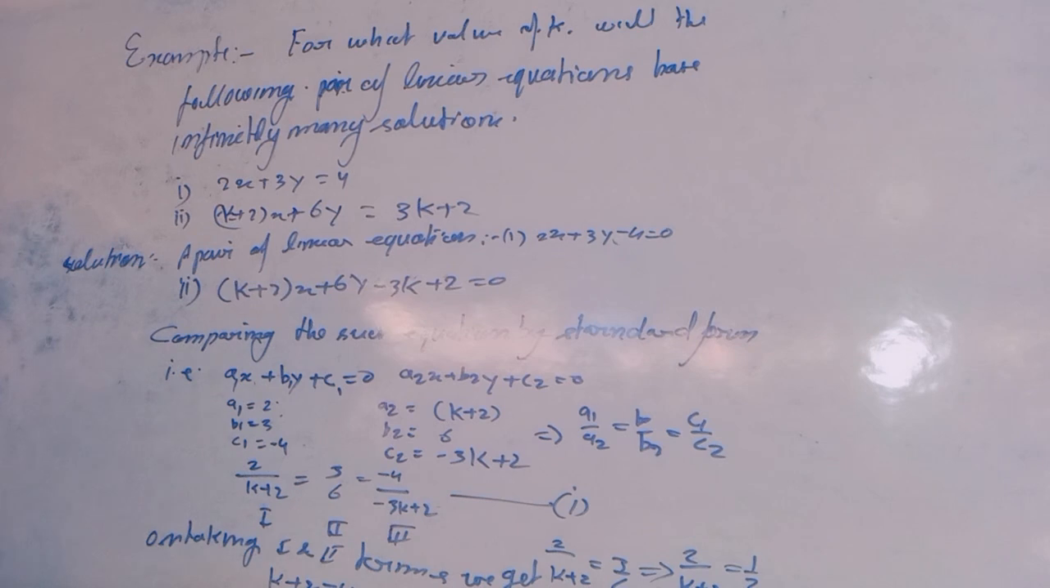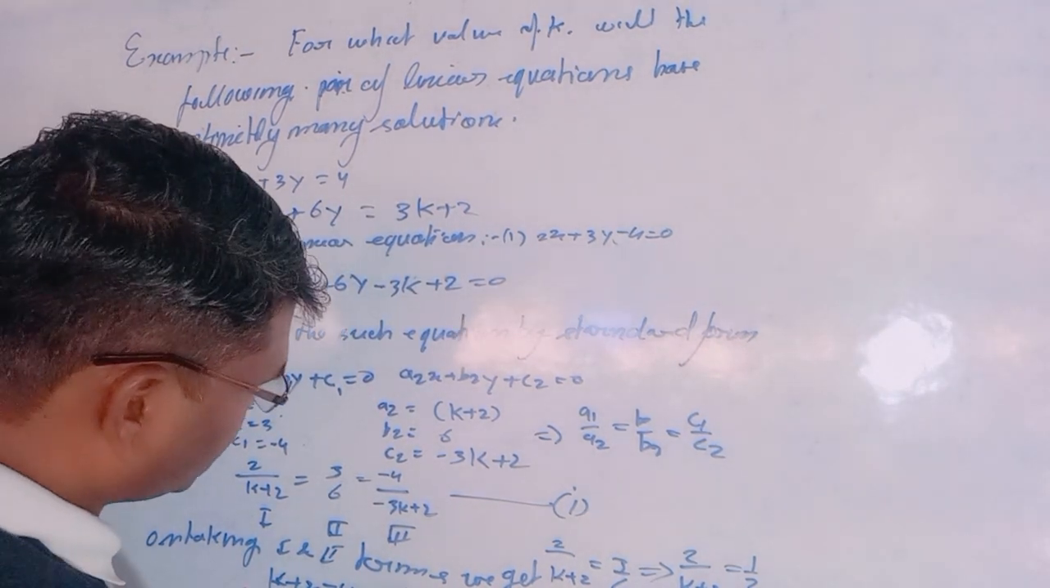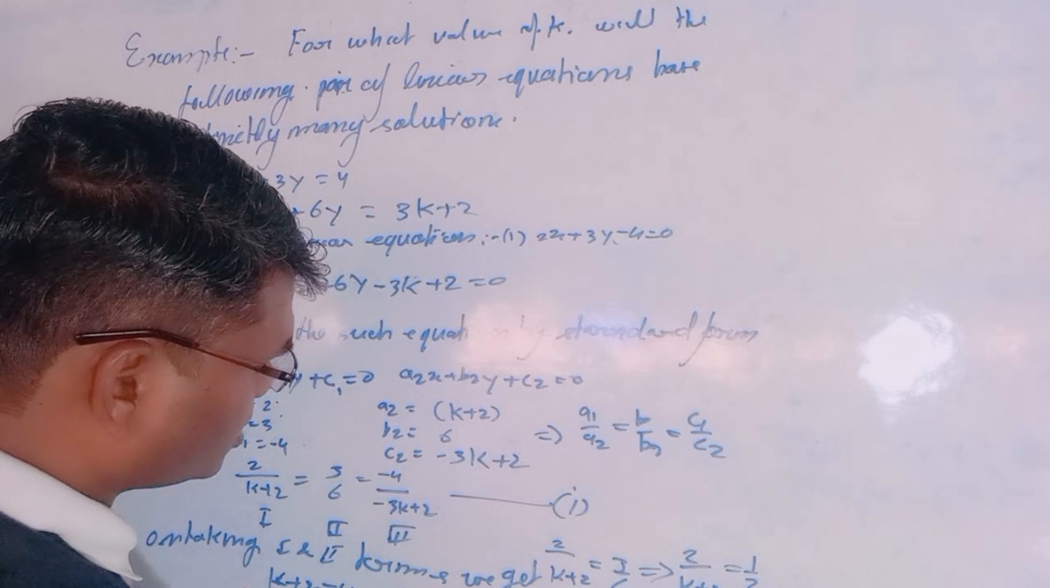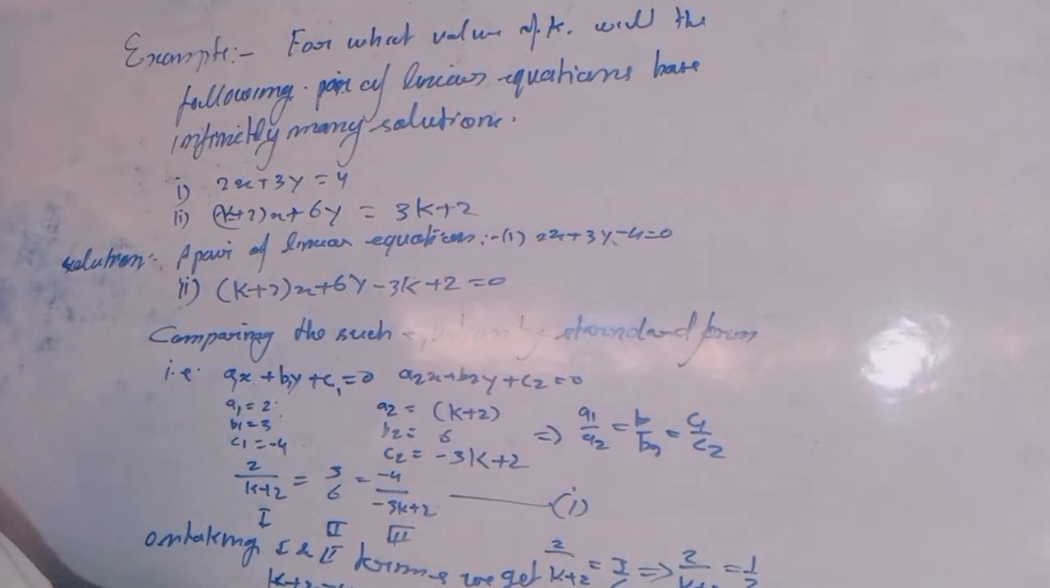So k is equal to 4 by 2, which is equal to 2. We have found the value of k. So we can say that it satisfies the last two terms.